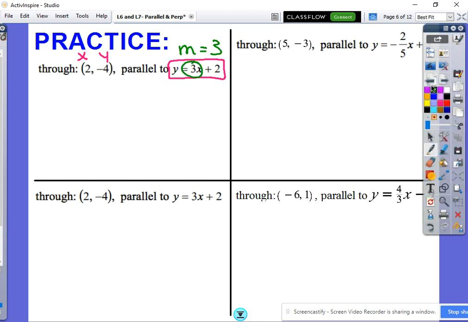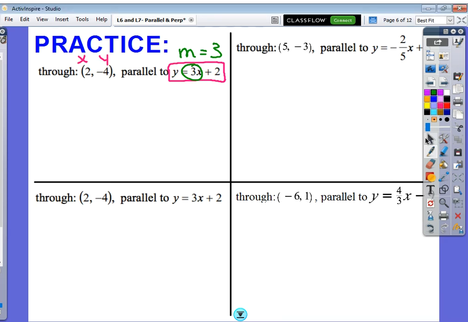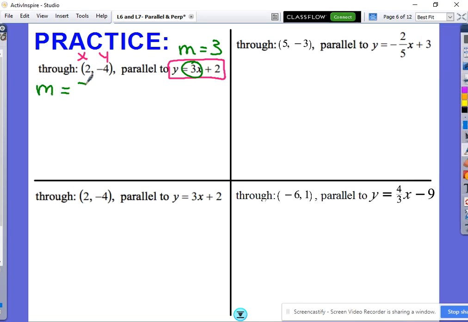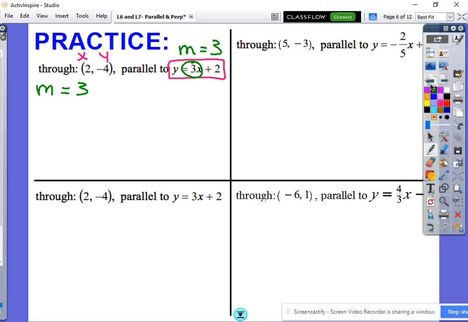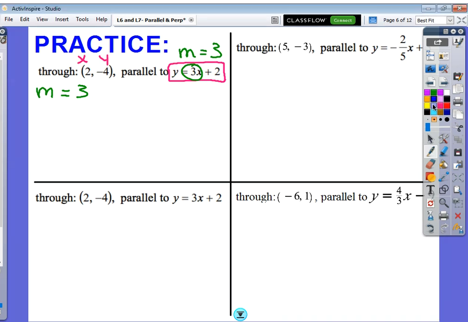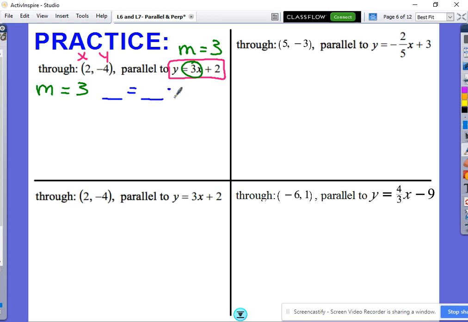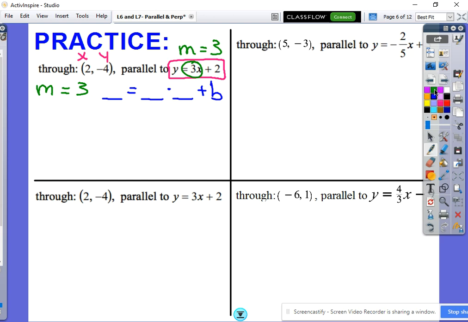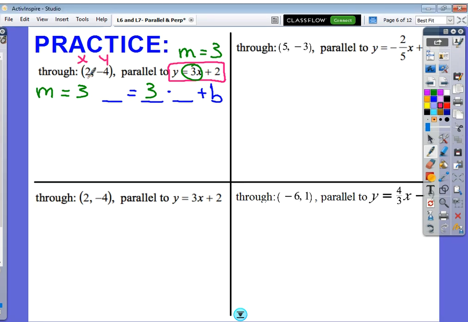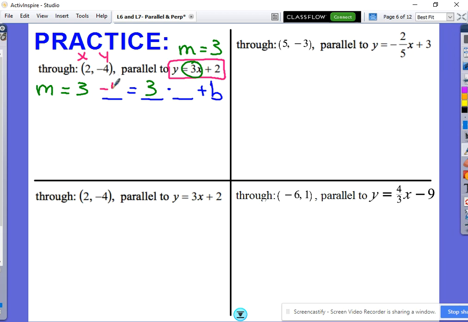So now that's our new slope. The slope of our parallel line is the same exact thing. So my slope is 3. Done. That's step 1. Step 2 is to now do our blank equals blank times blank plus b, and we need to plug into that. So our new slope that we just found is +3. That's our middle blank. And the x and y that we were given is provided right here. So our y value is -4 and our x value is +2.